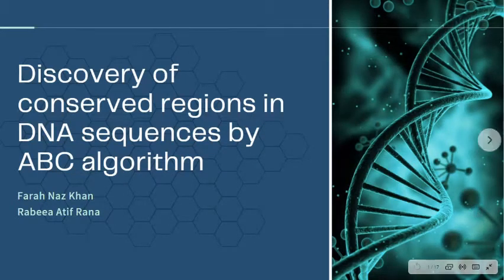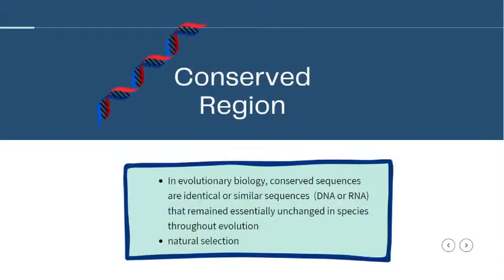Hello everyone. Today me, Rabi Atif, and my partner Farhanaz Khan will be presenting a paper on the discovery of conserved regions in DNA sequences by the ABC, which is the artificial bee colony algorithm. I would first like to break down the title for you.